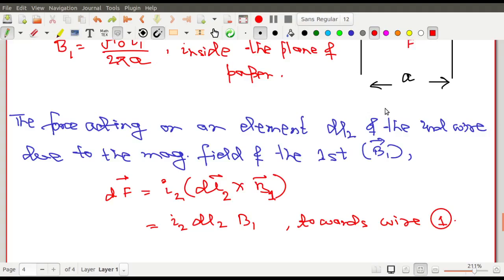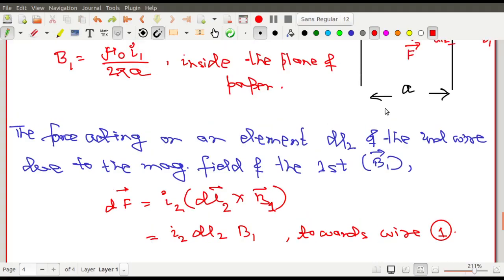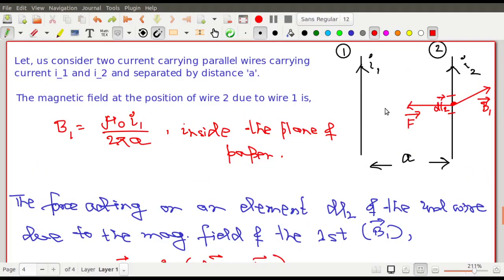I know you have done it in higher secondary, but there is a lack of understanding in most of the students during the higher secondary days. As I have come across through the different years, I have found that there is a lack of experience. So you just think it yourself. I have given you the methodology. I have provided you the direction of B1.